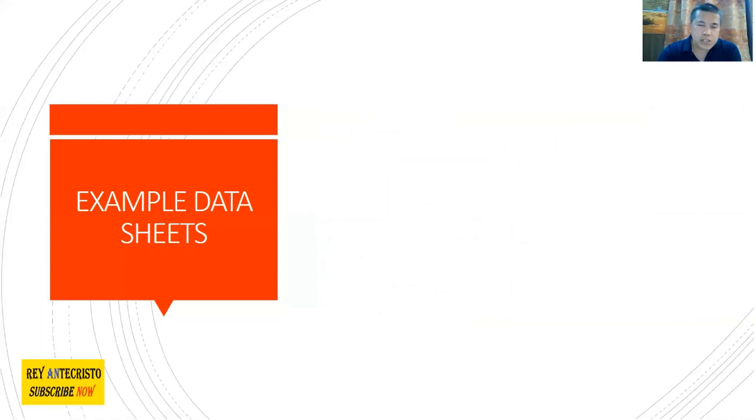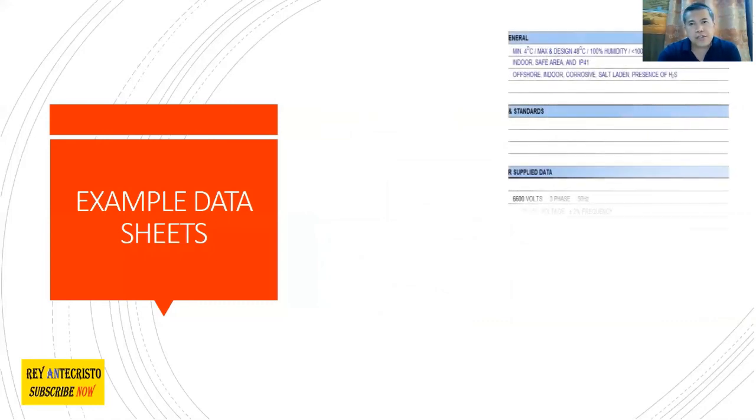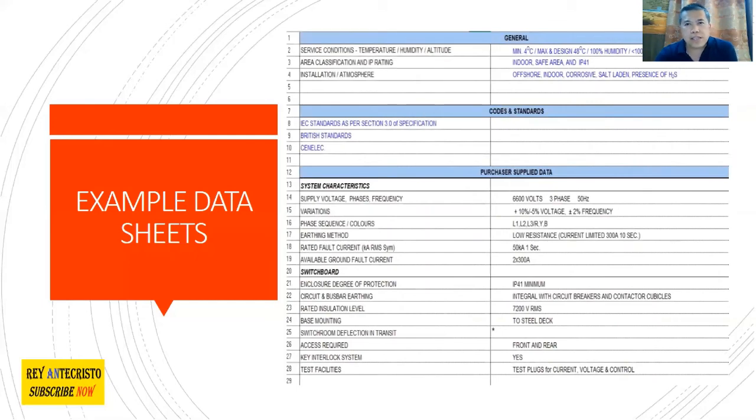So I can show you the example data sheets in order that you have an idea what that data sheet means. Some of you watching right now don't have any idea about the data sheets itself. So this is it. You have an Excel file referring to the information that you need to give your vendor. So this is the requirement: general, codes and standards, purchase data supplied. This is the requirements of your project.